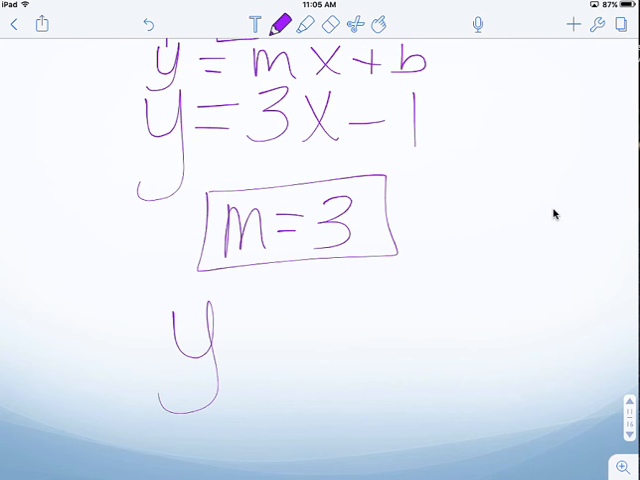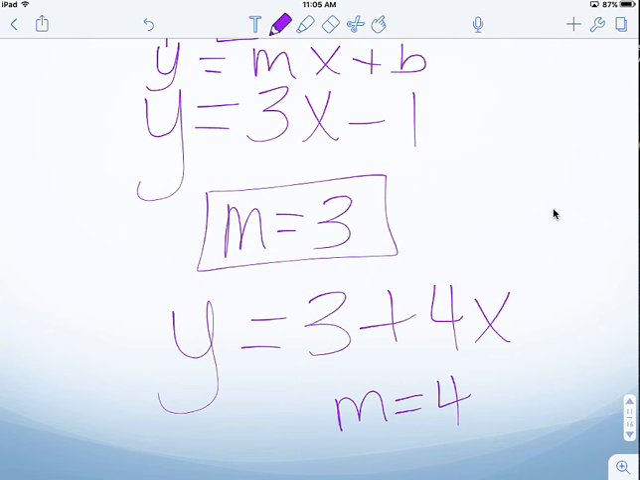So anytime you have an equation in slope-intercept form, the slope is whatever's in front of x. So this one would be 4.